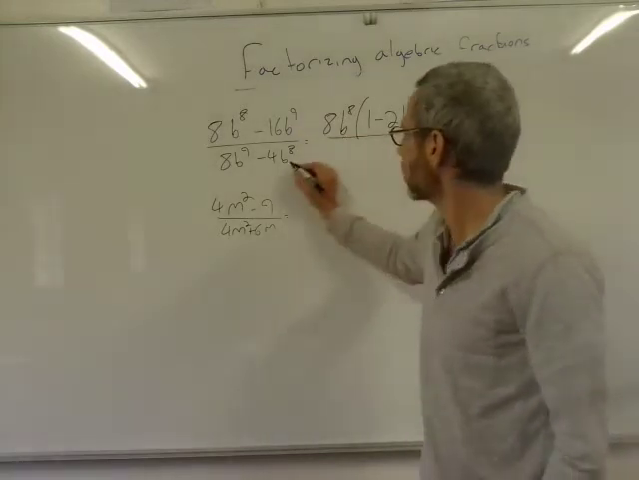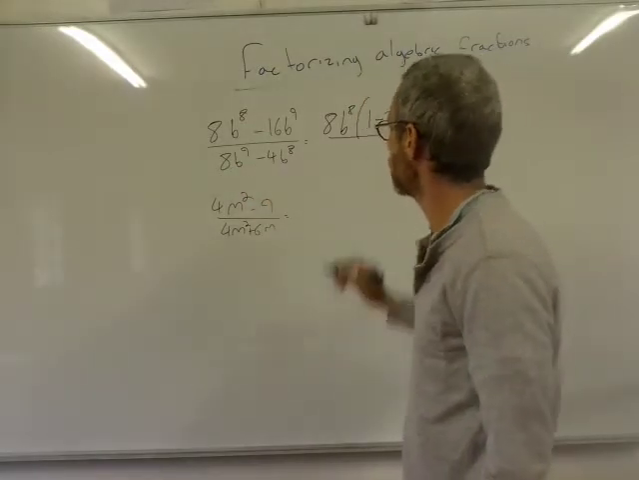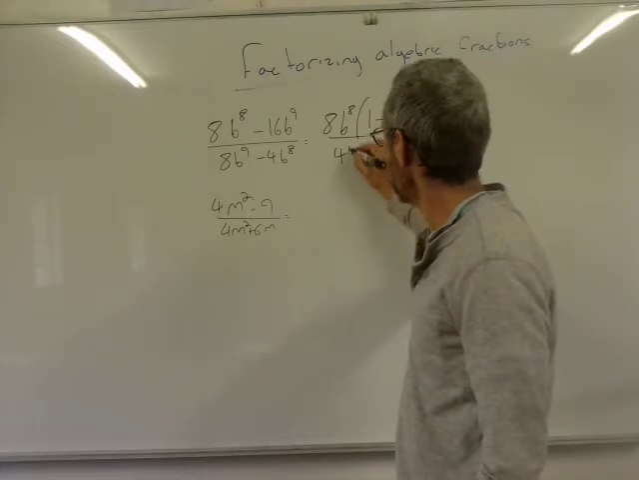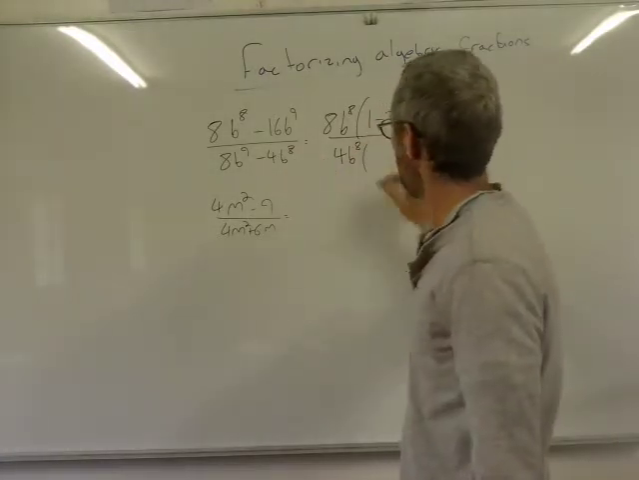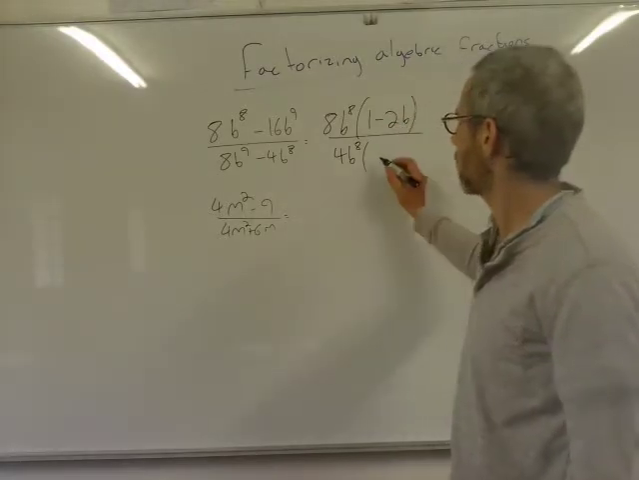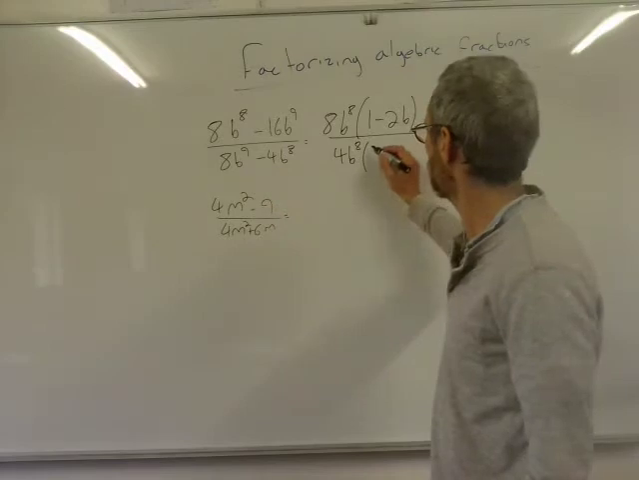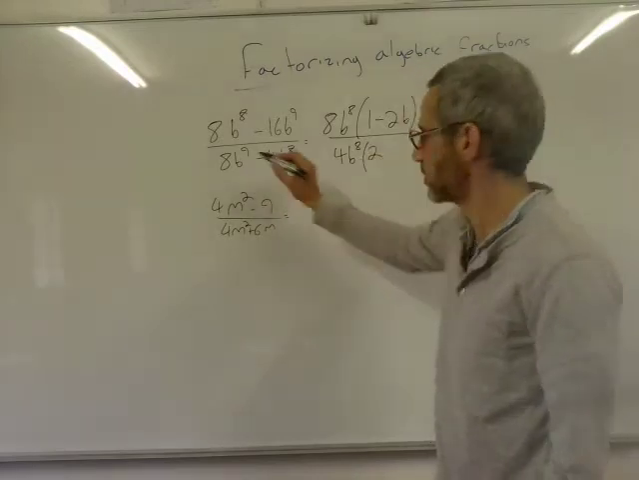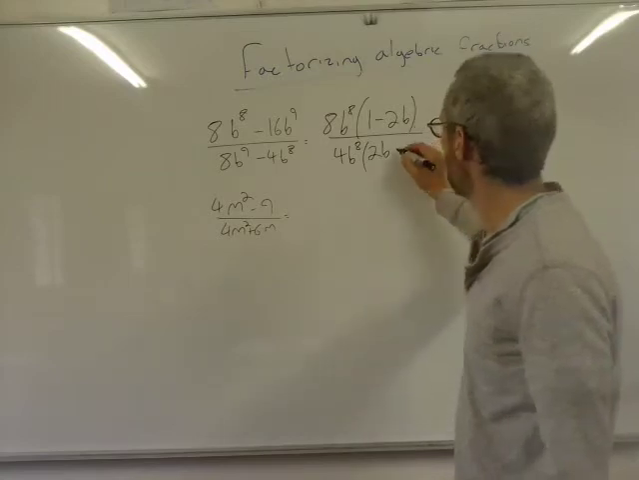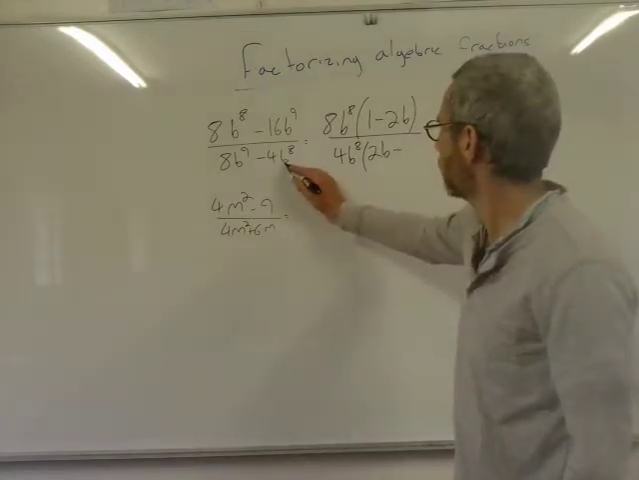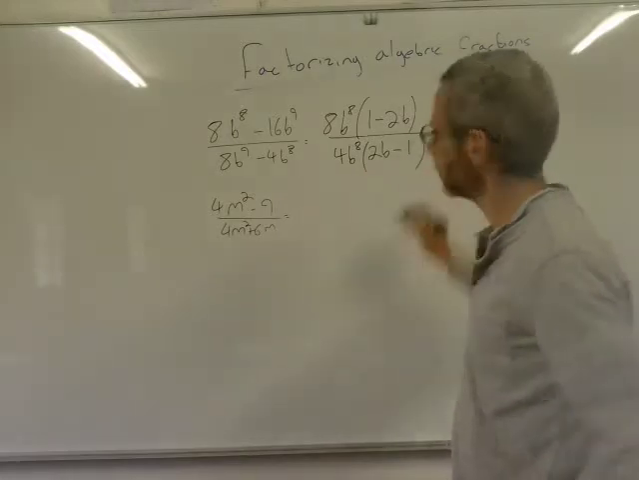Now the denominator. What can I take here? I've got 8b to the power 9 minus 4b to the power 8. So I'm definitely going to have 4b to the power of 8, which is the smallest out of the two. What will I have in the brackets here? How do I go from 4b to the power 8 to 8b to the power 9? Well, I'm going to have 2, turning the 4 into 8, and I'll have b. Then minus, here I've got 4b to the power 8, I already have it, so it's minus 1.